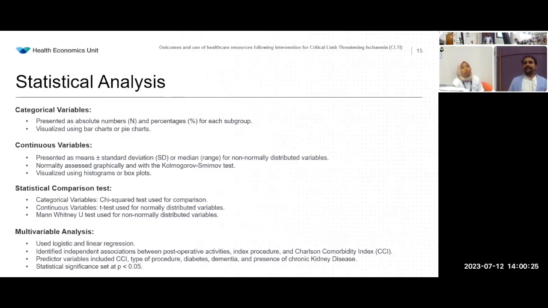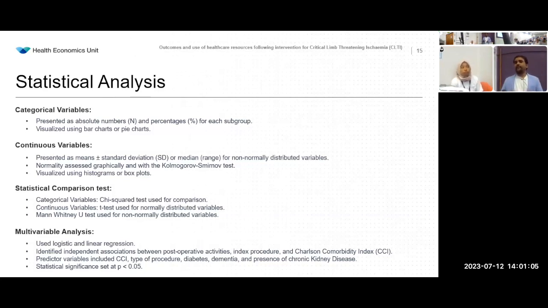So this is how we looked at the exploratory data analysis and how we carried out the statistical tests. For categorical variables, we calculated the percentage of each subgroup, and we visualized these results using bar charts and pie charts. For continuous variables, first we tested the normality of the distribution of the variable, and then we simply calculated the standard deviation and or the median range.